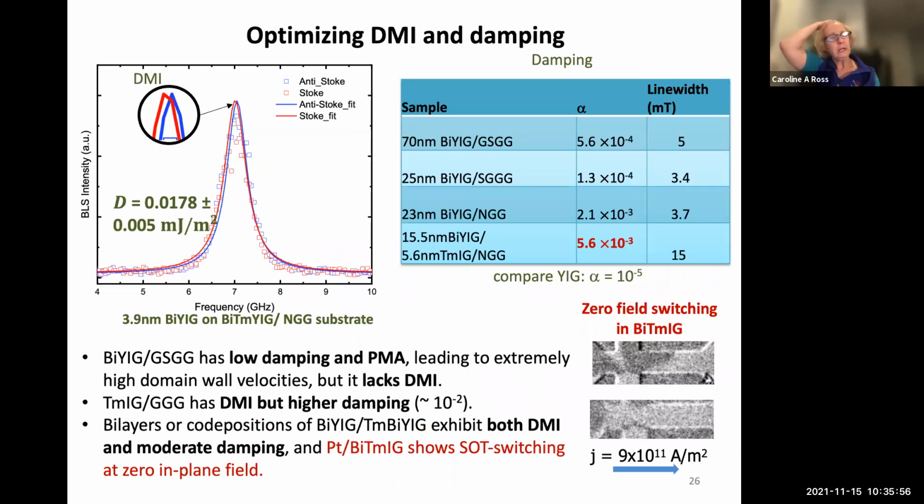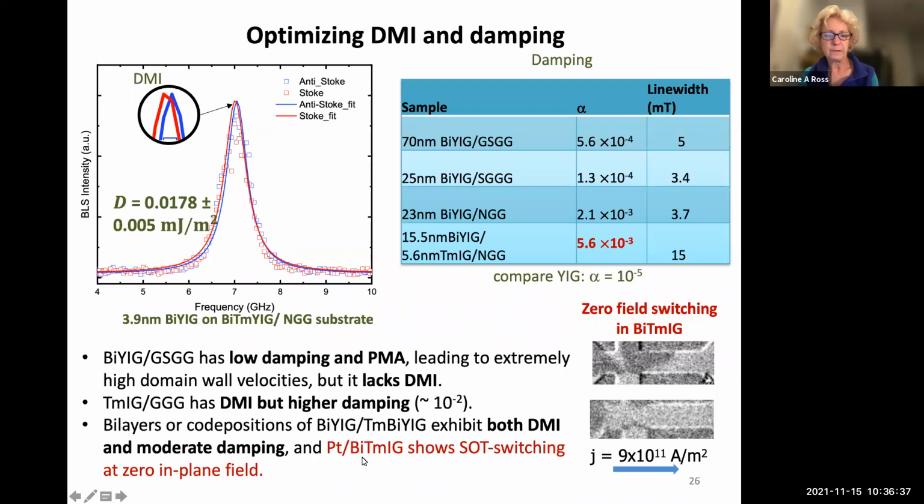Okay, so what we'd really like to do is combine the benefits of both these materials. We'd like to have some DMI, but we'd also like to have very low damping, which allows for the very high velocities. And the bismuth-YIG has low damping, but it lacks DMI. The rare earth garnets have DMI, but they have a much higher damping because rare earths tend to cause a lot of damping. So by taking a mixture of the two, bilayers or co-depositions of bismuth and thulium garnets, we can get both a reasonable DMI and a reasonable damping.